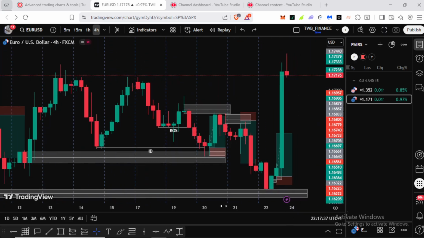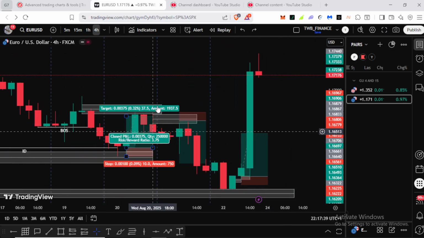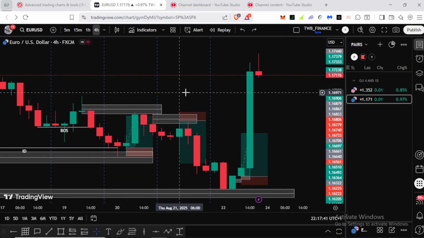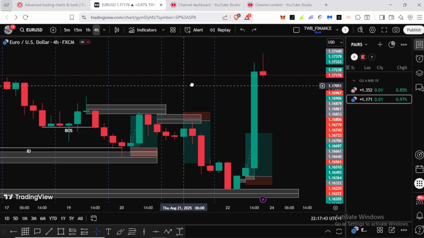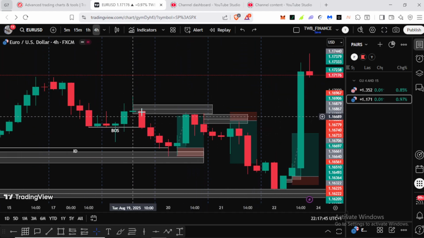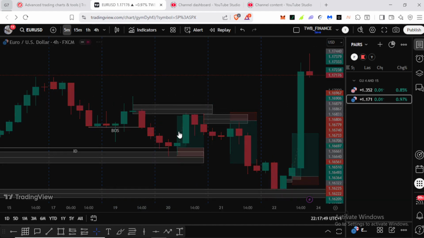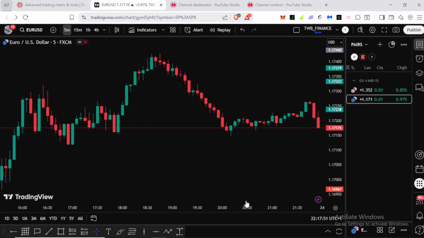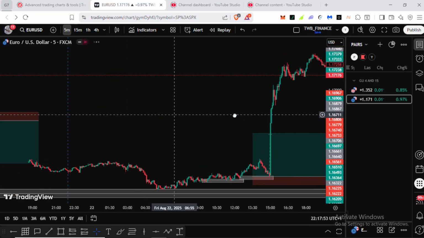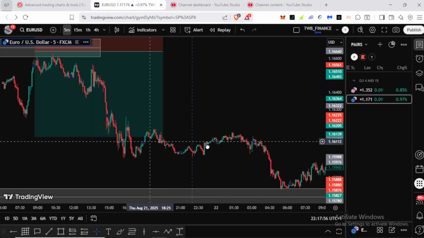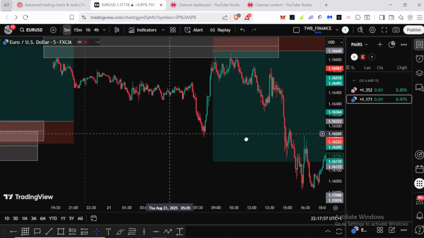So let's deal with it little by little. I missed this sell. So let's break it down. Now look at the supply zone, right? Then what will be the entry? 5 minutes or 15 minutes, depends. So let's go to the 5 minutes entry.